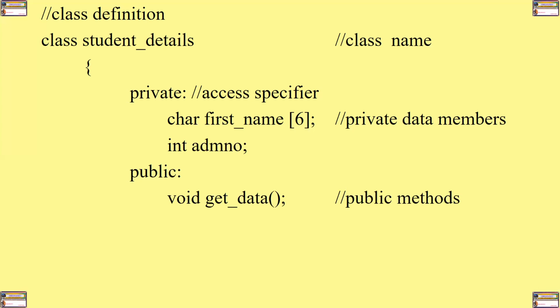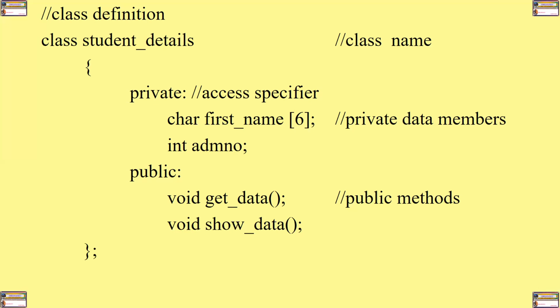So this is a method. So this is a public method. And we also have another public method called showData. So this is a class definition. It has two private members which are data field members, which are first name and admission number. And we have two other public members which are methods, which are getData method and showData method.